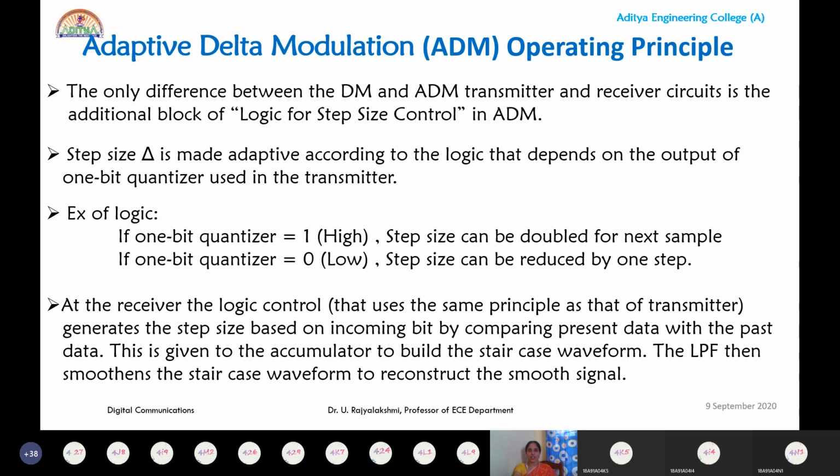We know the importance of the accumulator. The same accumulator used at the transmitter will be used here. We know that the accumulator generates the staircase waveform by storing the past sample information.